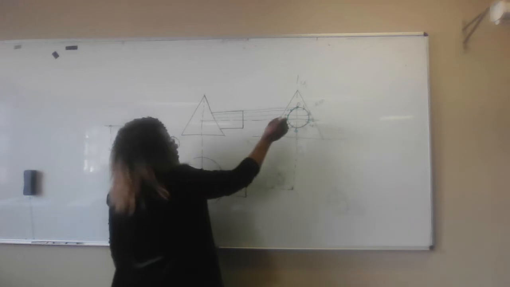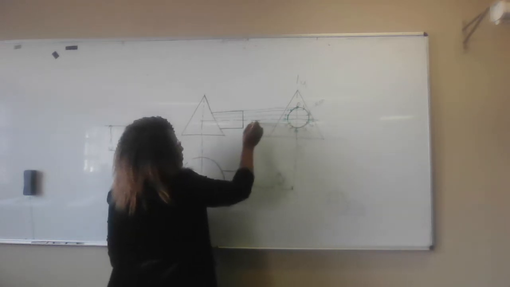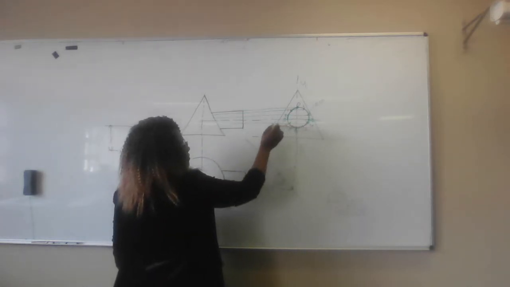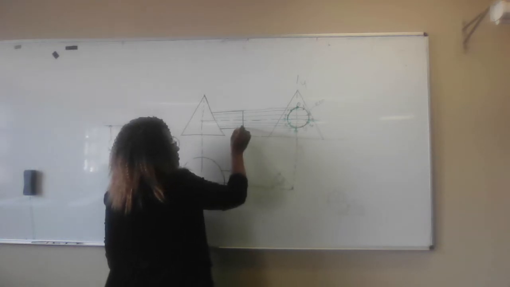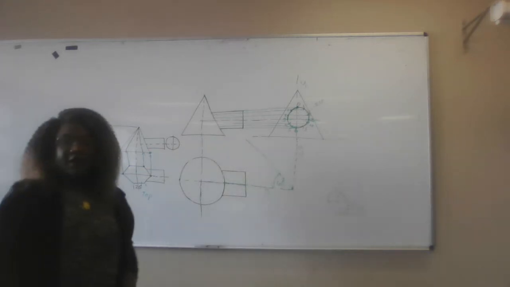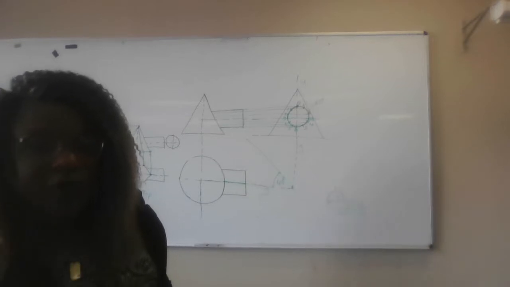And then 3 is already there. Then it's 4 and 4. Then it's 5 and 5. And then it's 6. There is 6. The green lines are construction lines. You have to make sure that you work with construction lines.